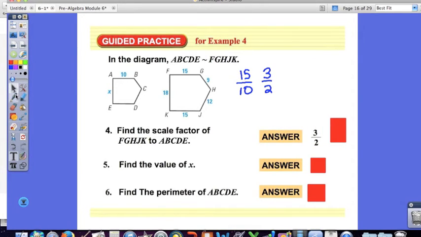So the value of x, if it's 3 over 2, is going to be equal to 18 over x. I can cross multiply, or I can see that 3 times 6 is 18, so 2 times 6 is 12. And they asked me to find the perimeter.